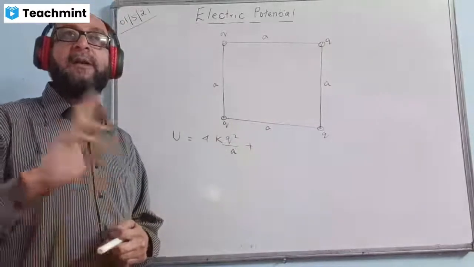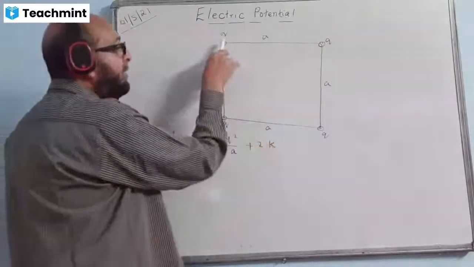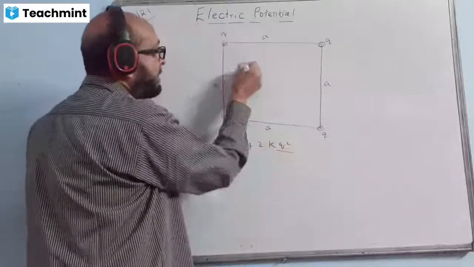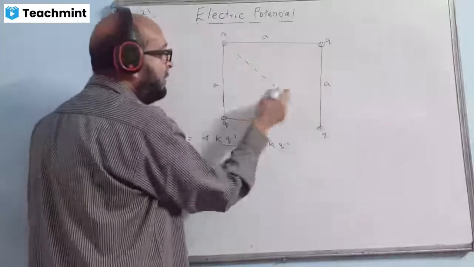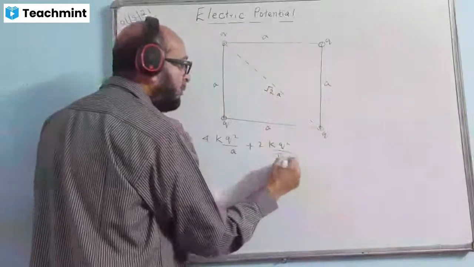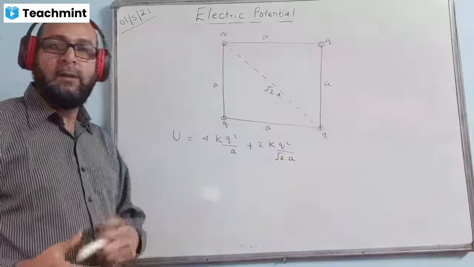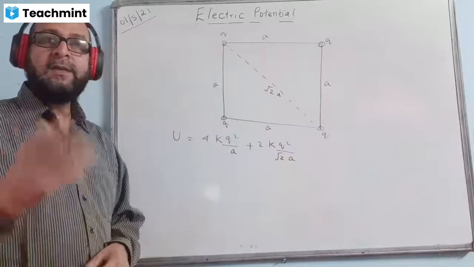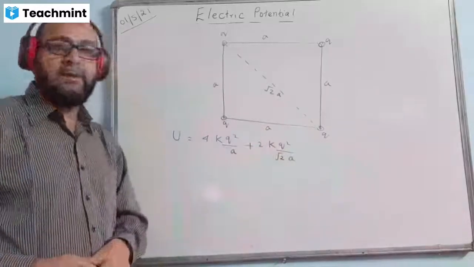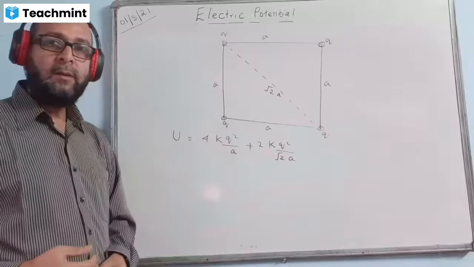The potential energy of both diagonals will be equal. That's why I write directly 2 times K Q square by the distance. This distance is different here. What is the distance of the diagonal of the square? The formula is root 2 A. So here I write root 2 times A. Have you understood? The distance is different, though the charges are equal. So K Q square, but for the distance I write root 2 times A. Understood?